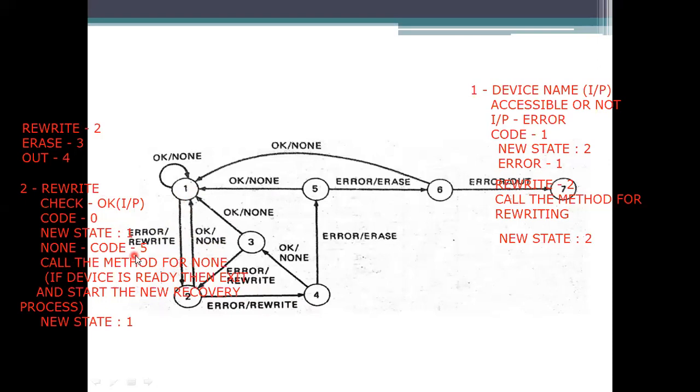The output code is 5, and then what is the handler here, when you are dealing with these representations, like none here. What if the device is ready to access, then simply exit and start the new recovery process here. New recovery means you need to go for another device and start the same procedure here. And what is the new state here? The new state will be 1, and this new state will become the present state after reaching 1.